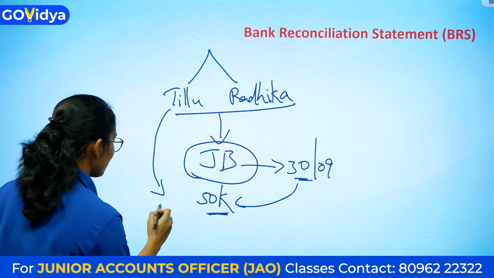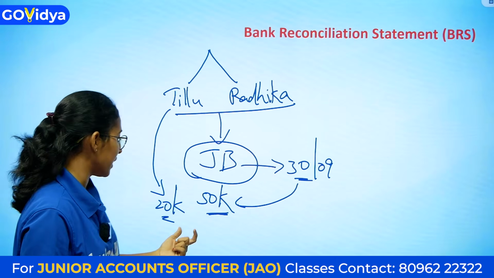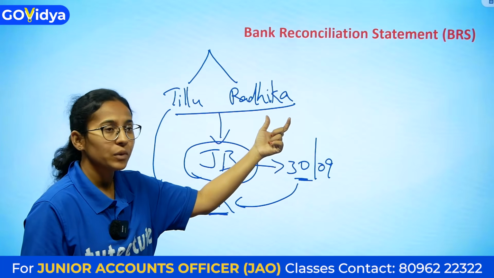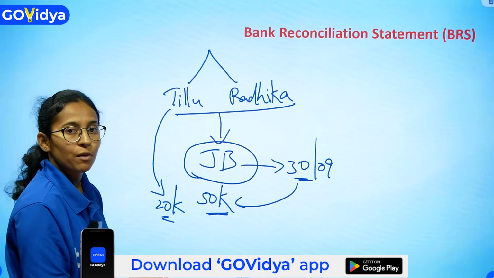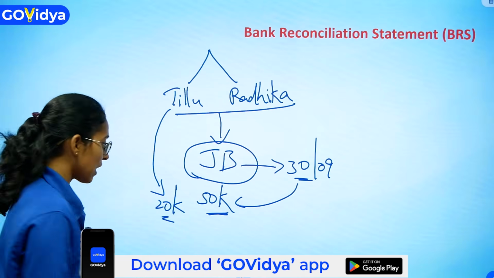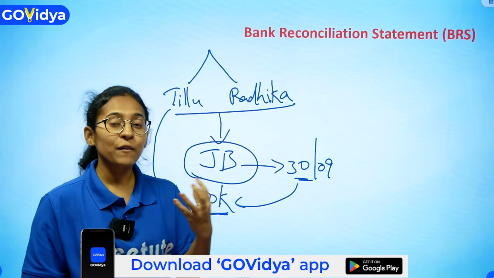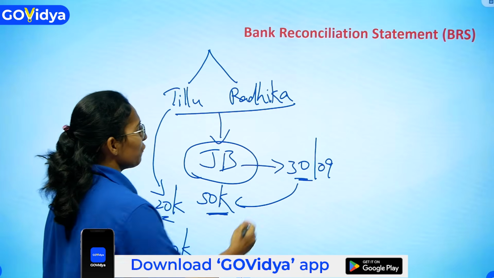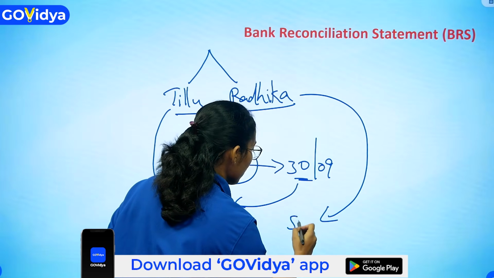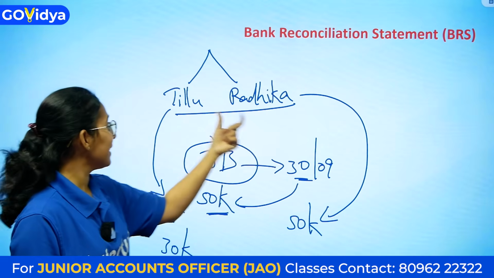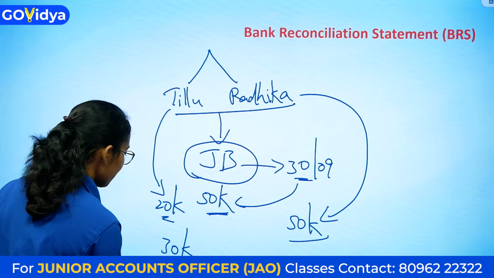Let's say that Tillu needs an emergency 20,000, so Tillu has utilized that out of this 50,000. But Tillu has not informed Radhika. As per Tillu, what is the bank balance now? 30,000. Why only 30,000? Because 20,000 he has utilized for his personal purpose. But if you think as per Radhika's perspective, what is the closing balance? 50k only. Why? She is not aware that Tillu has withdrawn that 20,000. Now, as per her 50,000, as per him 30,000.